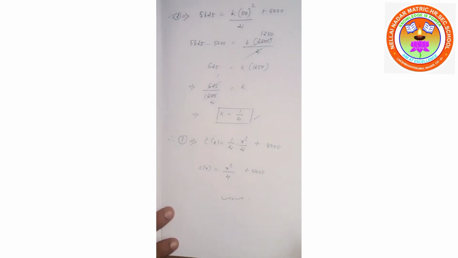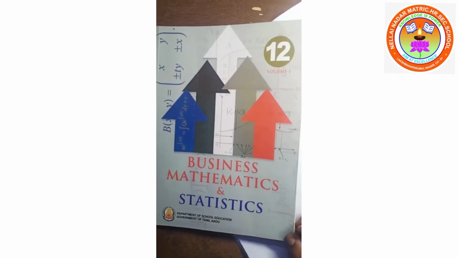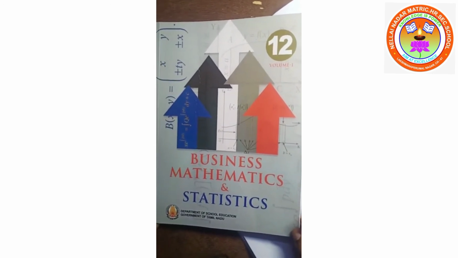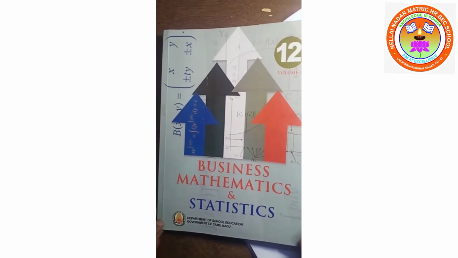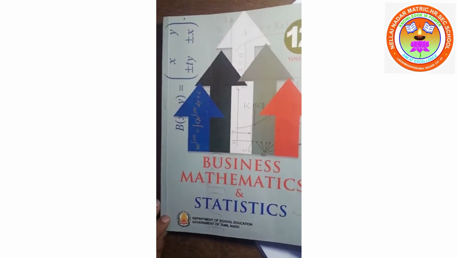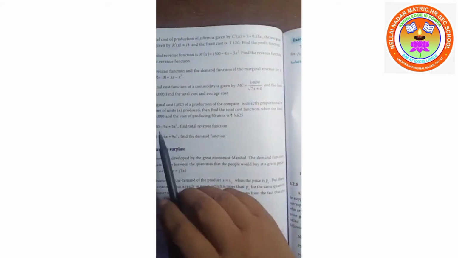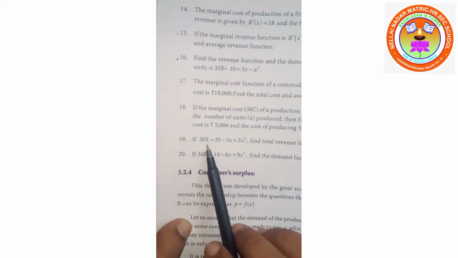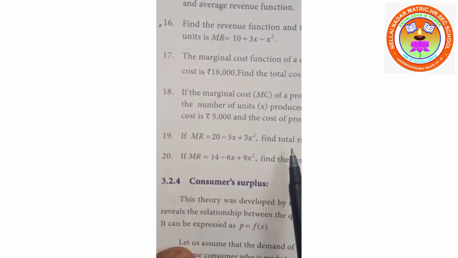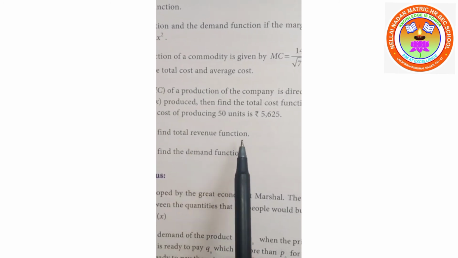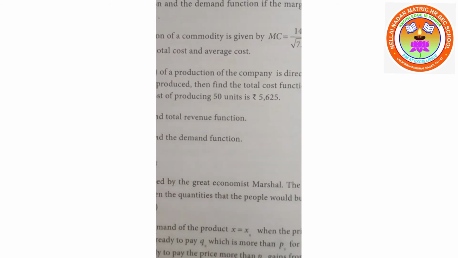Hi students, this is Sivakumar, 12th standard business mathematics and statistics, chapter number 3, continuation of exercise 3.2. Now problem number 19. You are given marginal revenue MR. You are asked to find only the total revenue function.